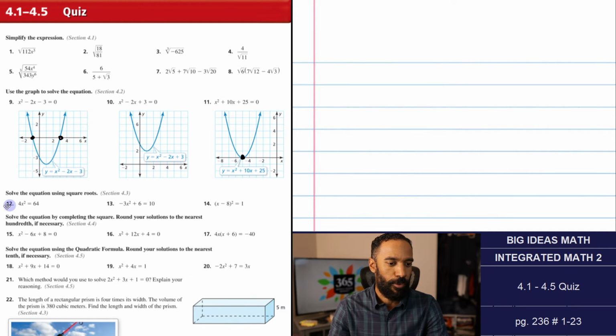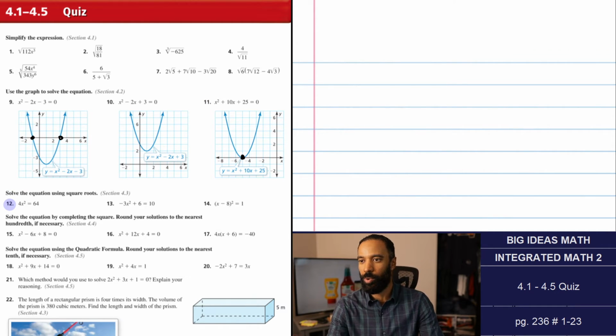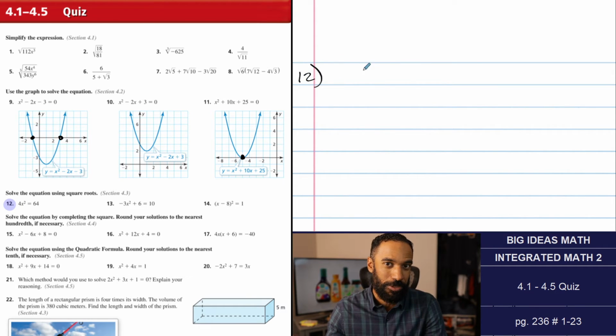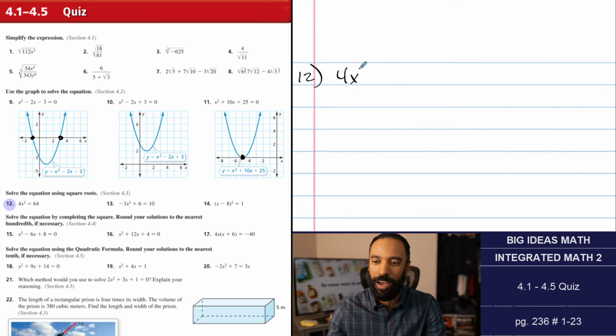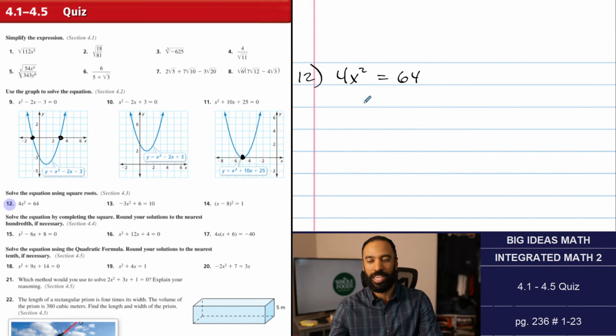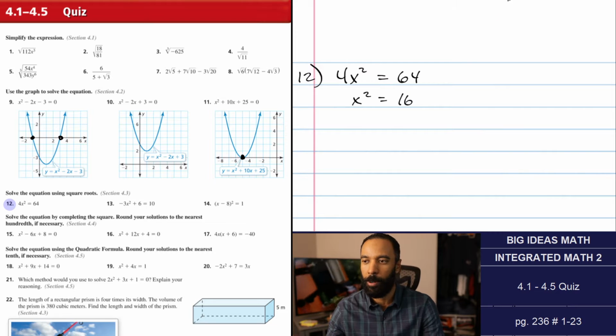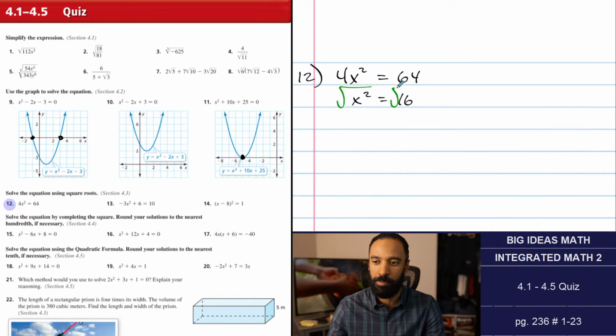Let's go to section 4.3 material where we solve equations using square roots. This is possible when you have the problems that you do have right here. When you have an x squared term or a squared quantity with x in it and no other x's in existence, so long as you can get the variable or squared quantity by itself, I'm dividing by 4, you can take the square root of both sides and be done with it.